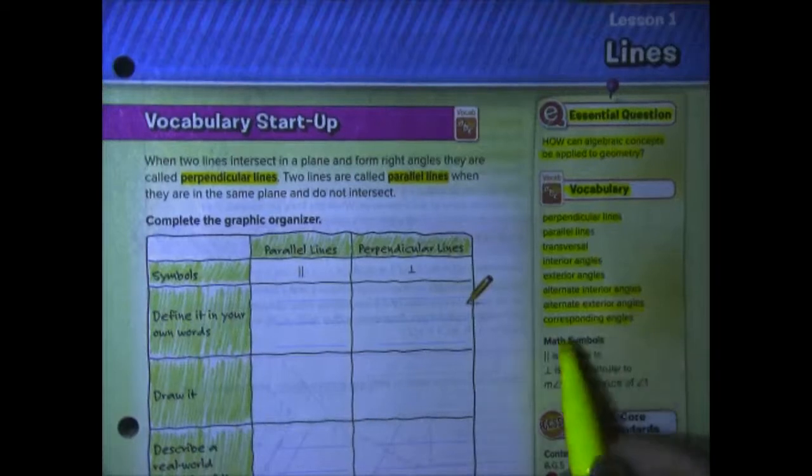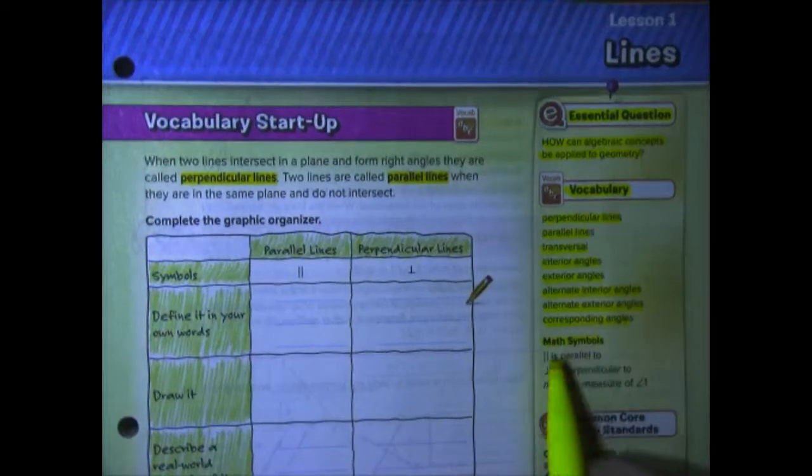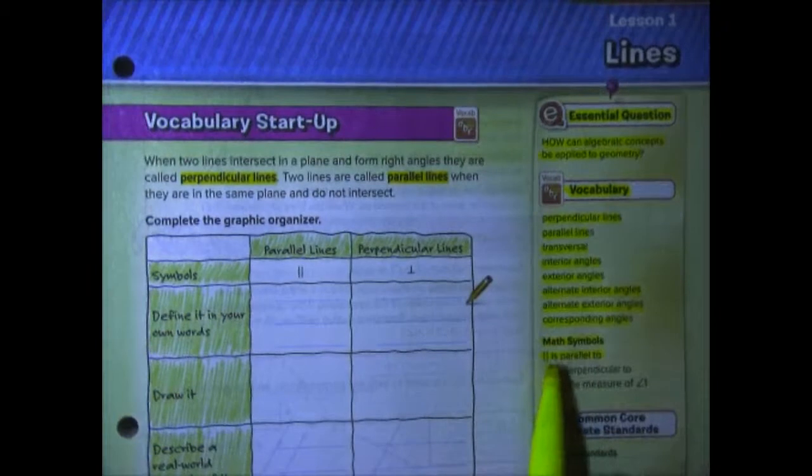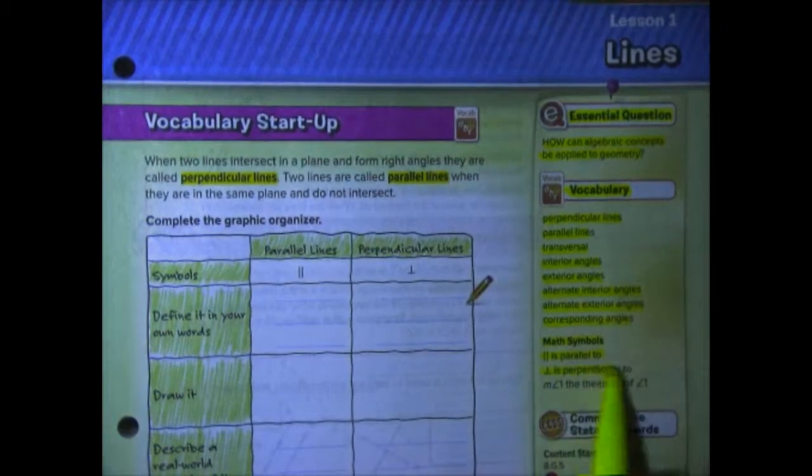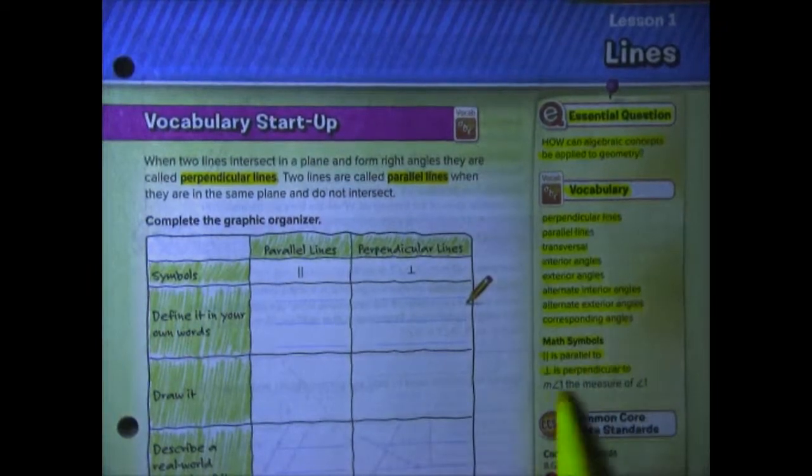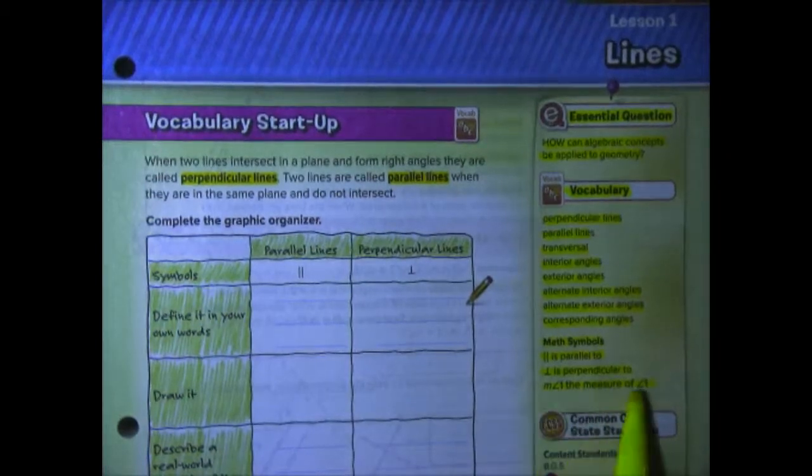There are also some math symbols that we need to be aware of. You've probably seen these before. This symbol, the two lines, means it's parallel. This symbol means perpendicular to. And when you see a little m before the angle sign and a number, it means the measure of angle 1.